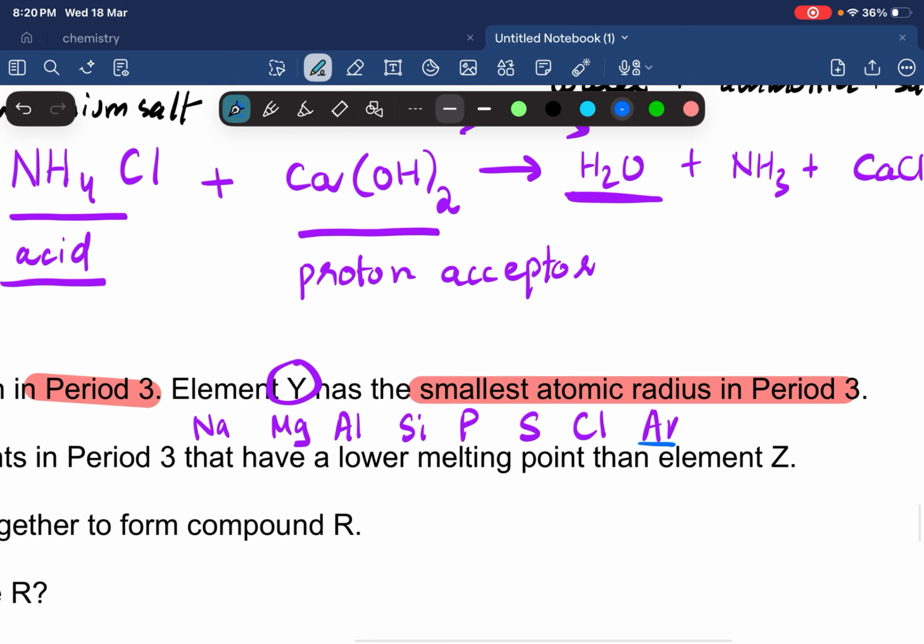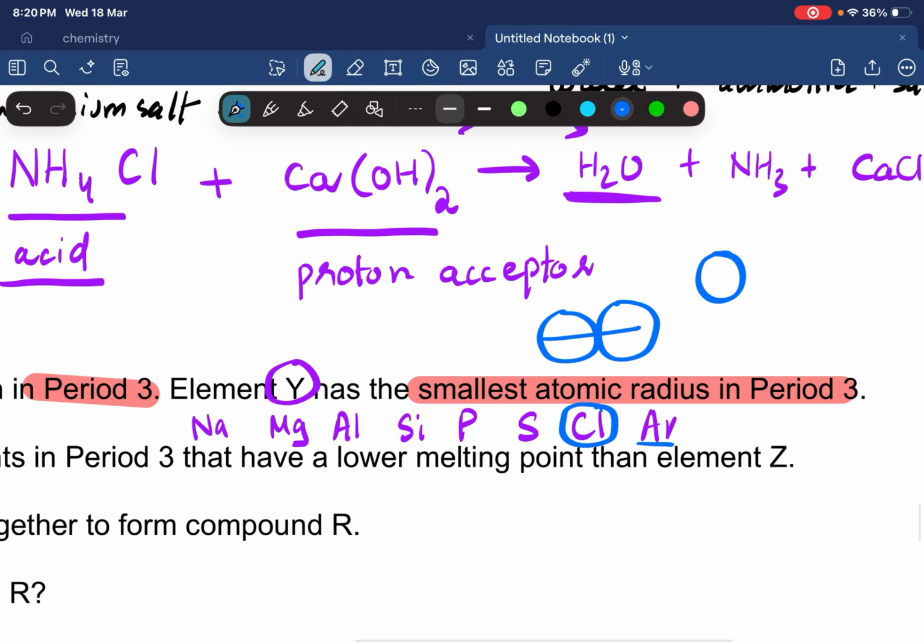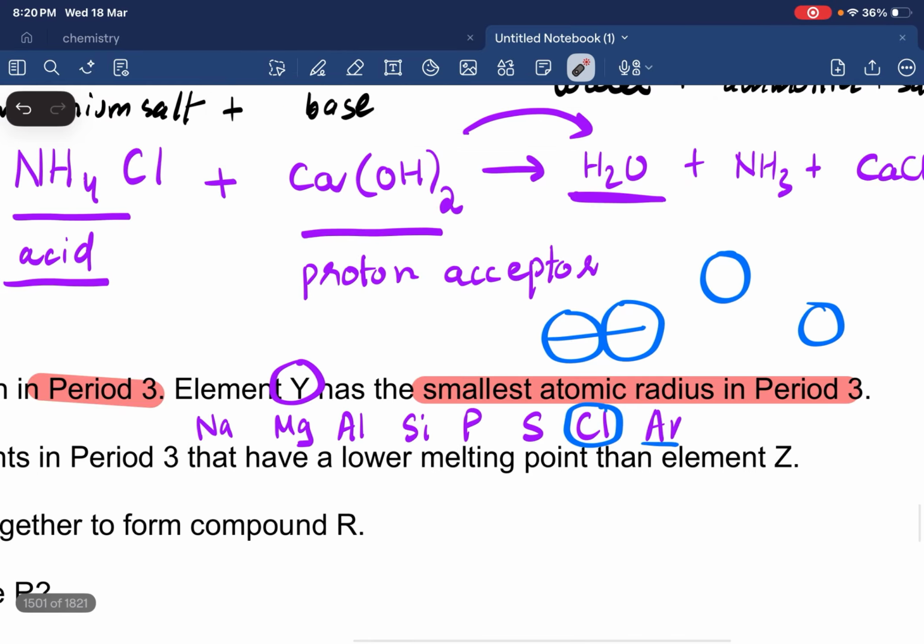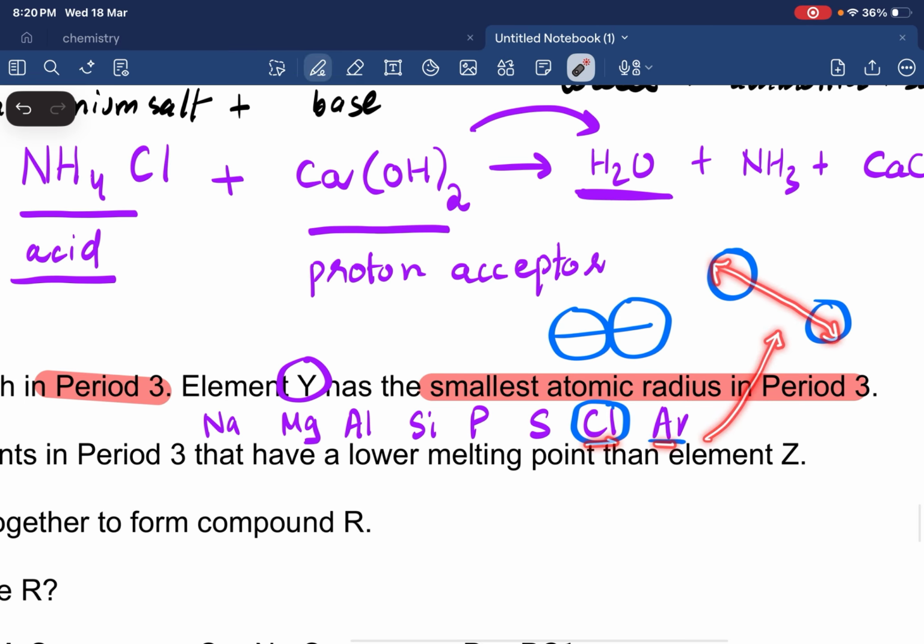That's because chlorine has a van der Waals radius. That means 2 atoms are covalently bonded and then you measure their distance. Whereas for argon, since it's monoatomic, the radius we measure like this. So for argon, we know it's incorrect, but still we measure it like this. So it's going to be chlorine.